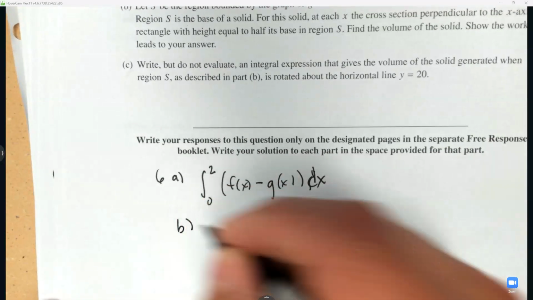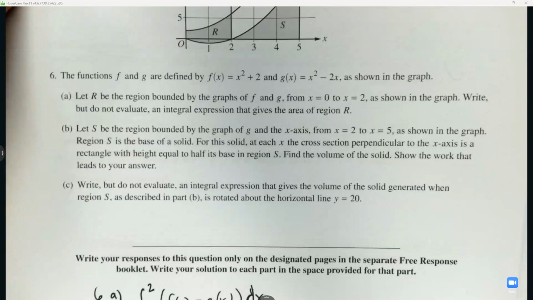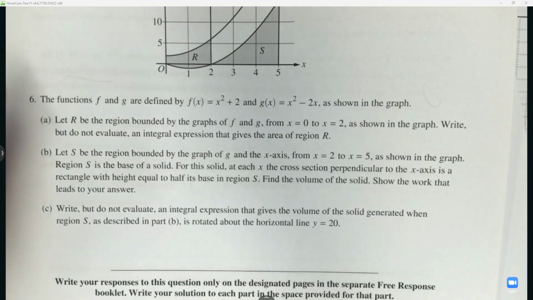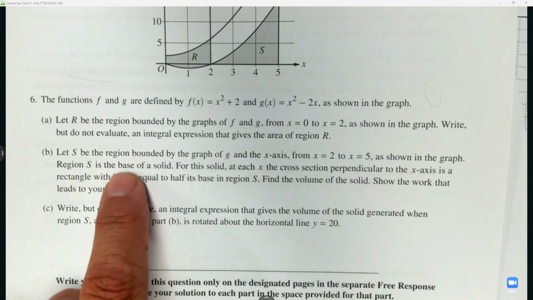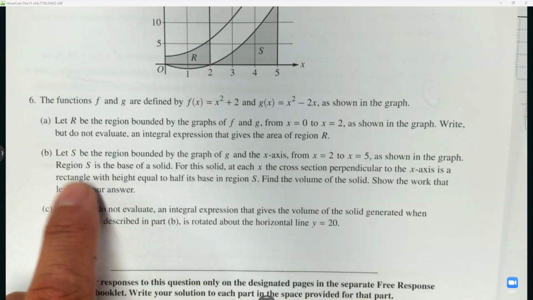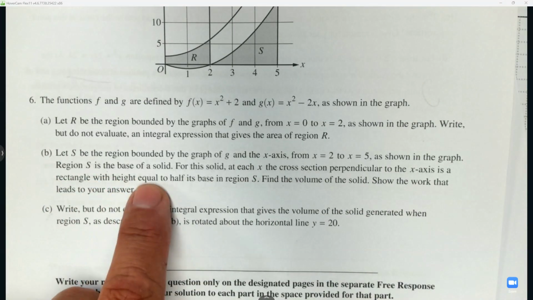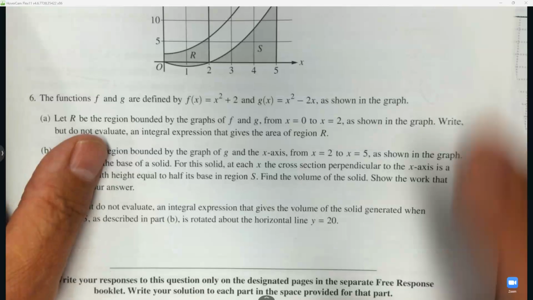Part B. In part B it says let S be the region from 2 to 5, shown in the graph. Now if S is the base of a solid, and this solid at each x has a cross section that is a rectangle, so that's the shape we're going to do a volume with, and the height is equal to half its base. Find that volume.